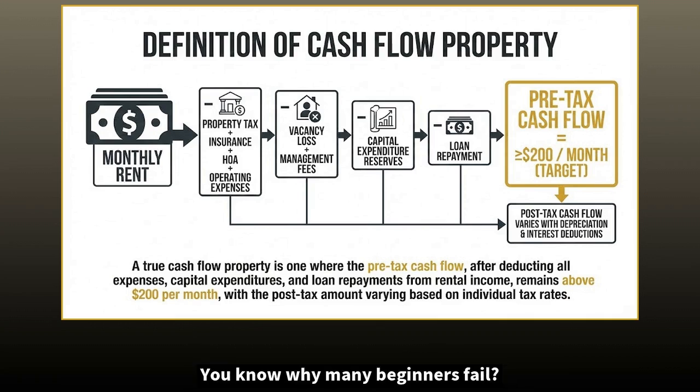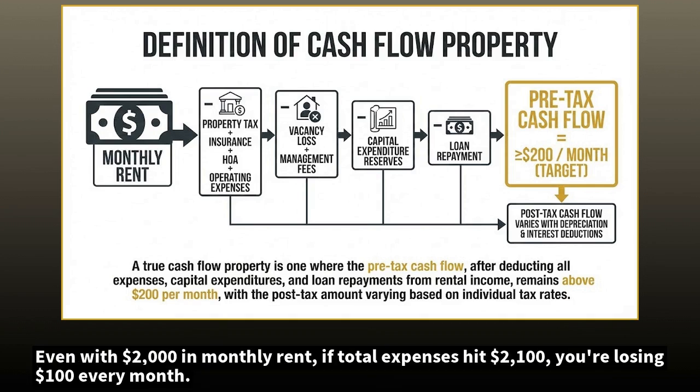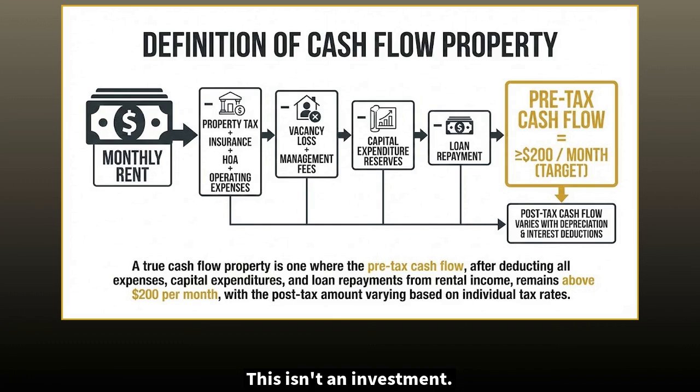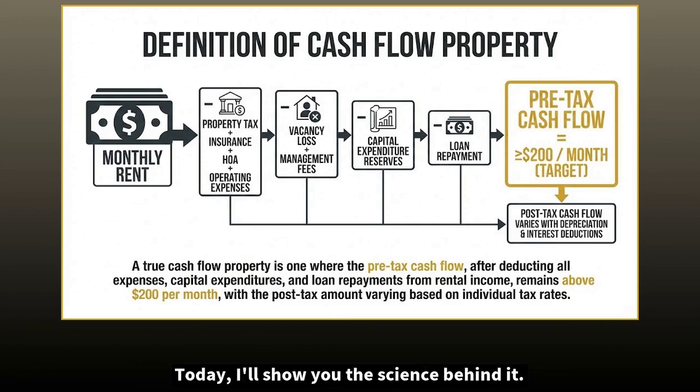You know why many beginners fail? They only look at gross yield and forget capital expenditures. Even with $2,000 in monthly rent, if total expenses hit $2,100, you're losing $100 every month. This isn't an investment. It's a liability. And this is achievable. Filter candidates with the 1% rule. Calculate by stacking all expenses. This is how you identify true cash flow properties. Today, I'll show you the science behind it.